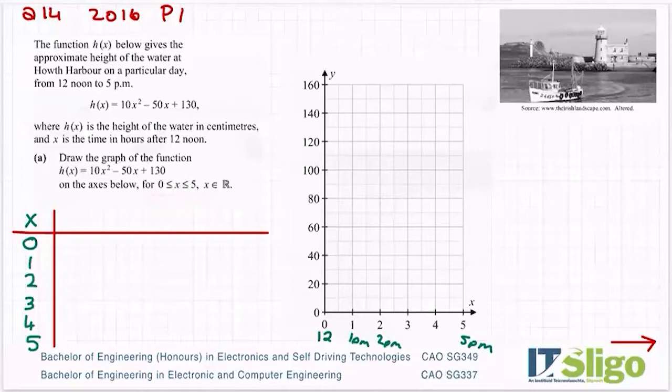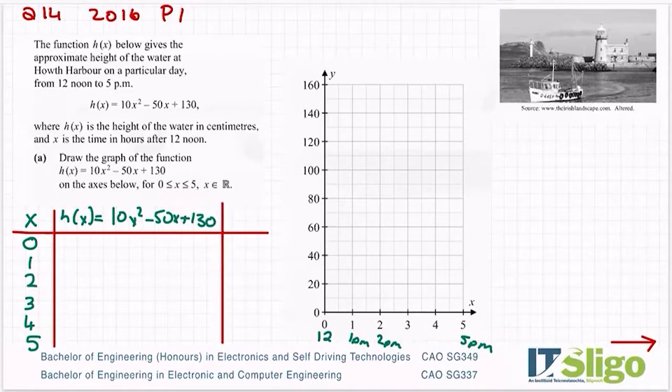You tend to write your function in here, h of x is equal to 10x squared minus 50x plus 130. And then out here, I have my y values, my h of x values, or my y values, whichever you want to call them. Okay, and what I tend to do then is just fill in one number manually.